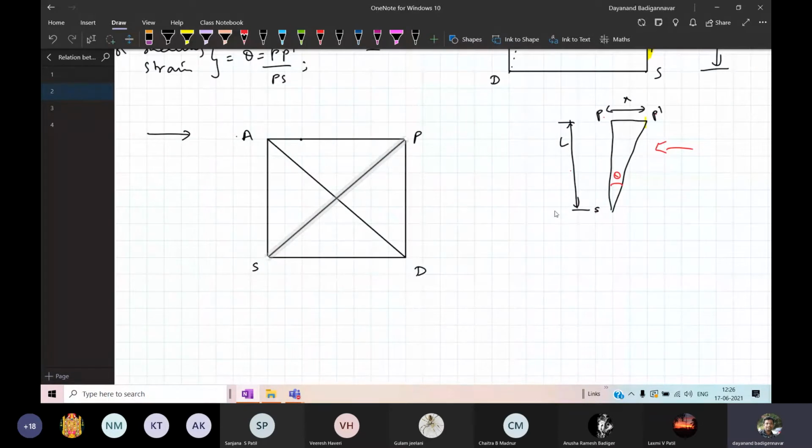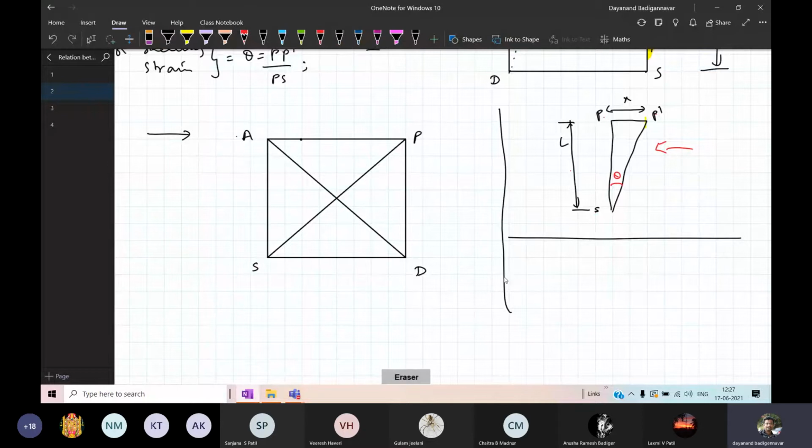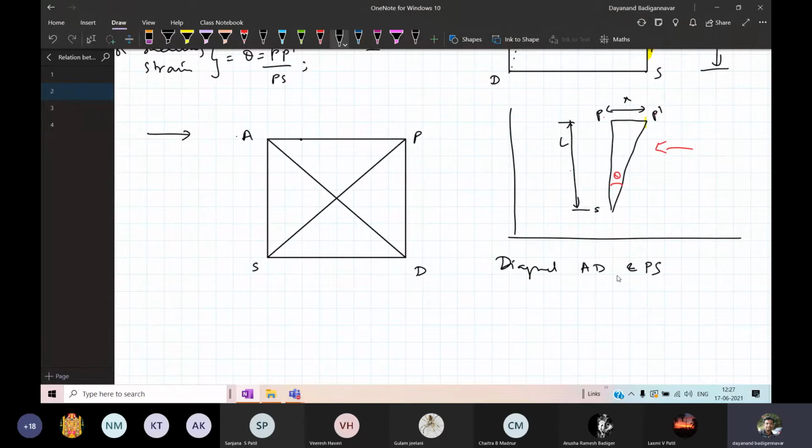This is the diagonal now. So diagonals are okay. So this is nothing but the diagonal. So I will write here. What are the diagonals? Diagonals are nothing but AD and PS. These are the diagonals. So I have applied a force.